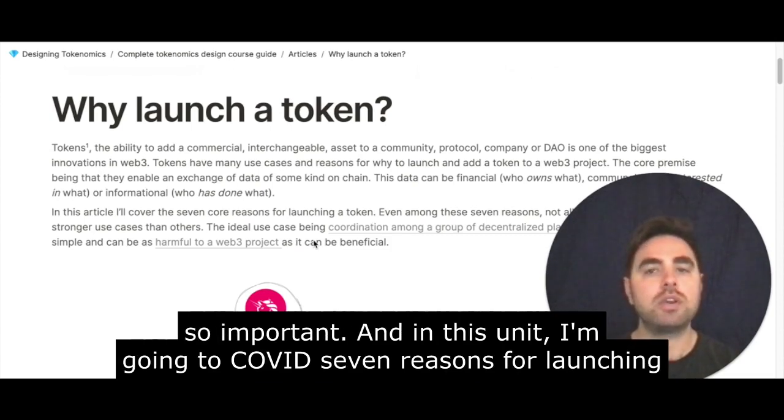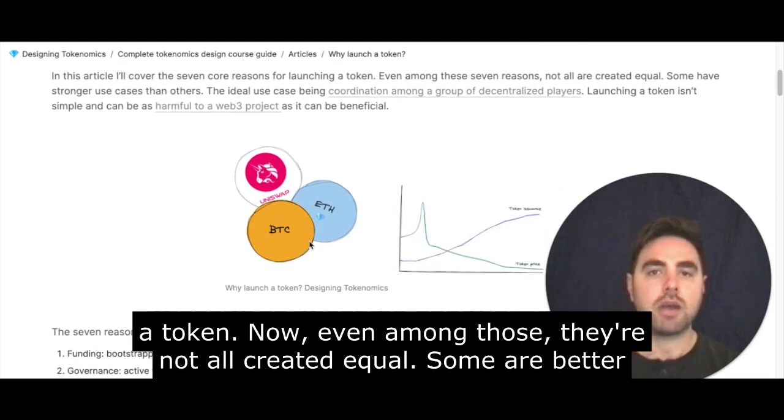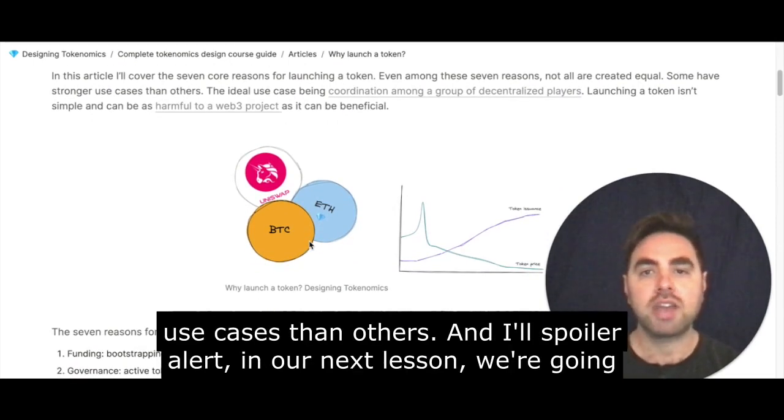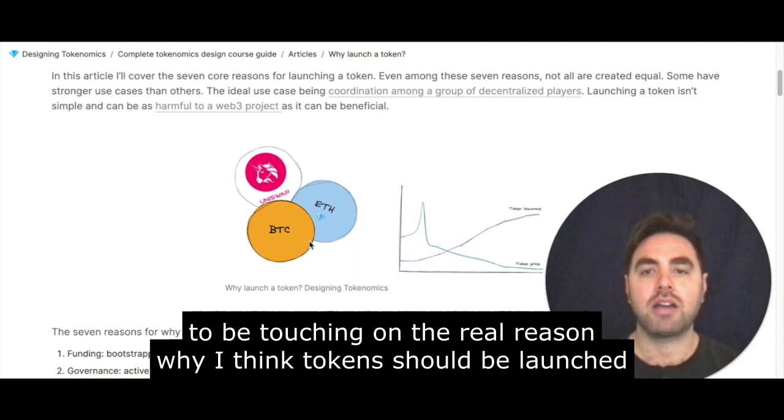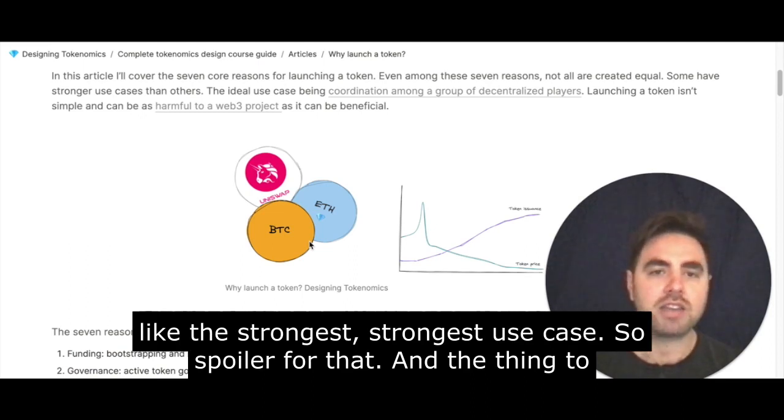And in this unit, I'm going to cover 7 reasons for launching a token. Now, even among those, they're not all created equal. Some are better use cases than others. And spoiler alert, in our next lesson, we're going to be touching on the real reason why I think tokens should be launched, like the strongest use case.